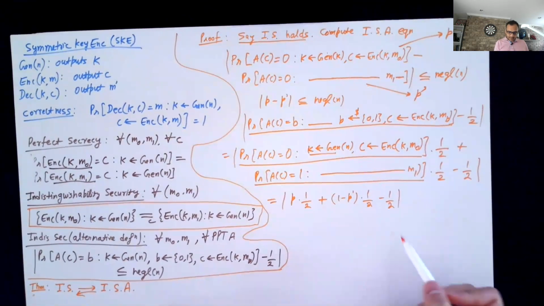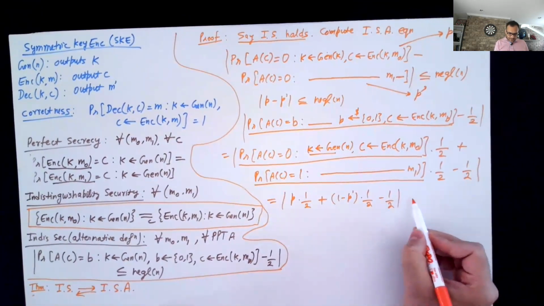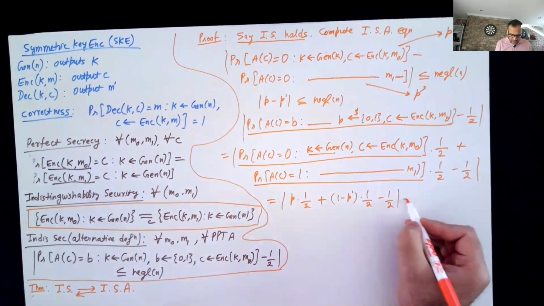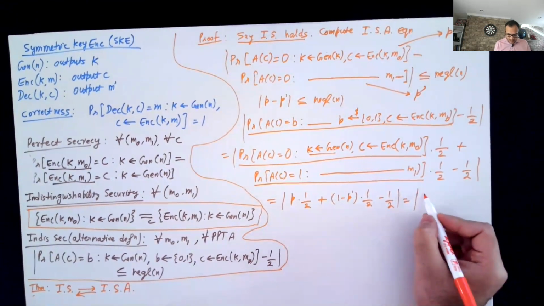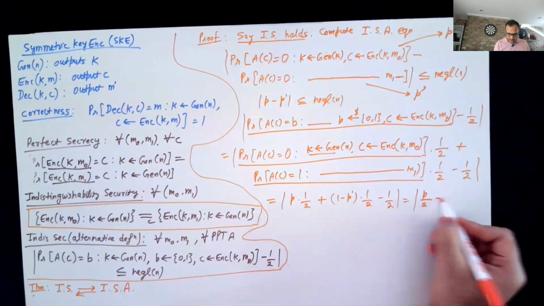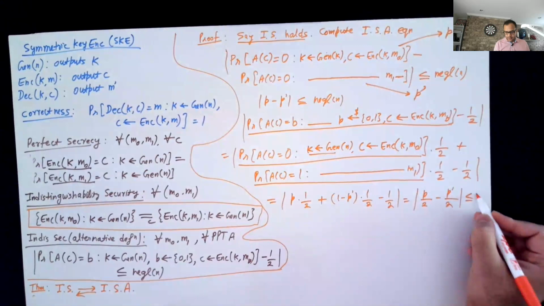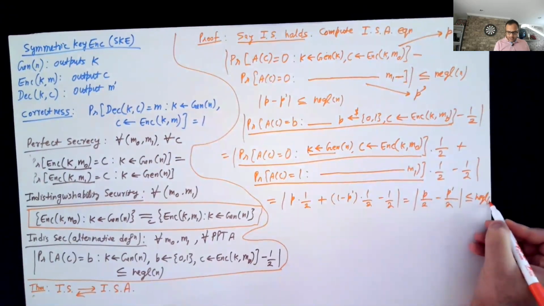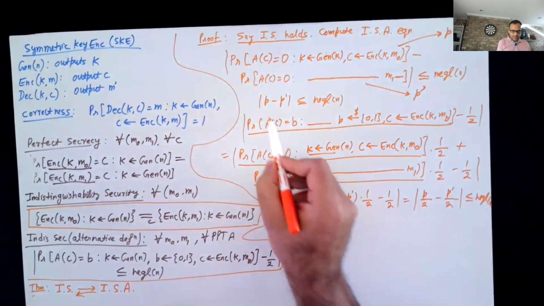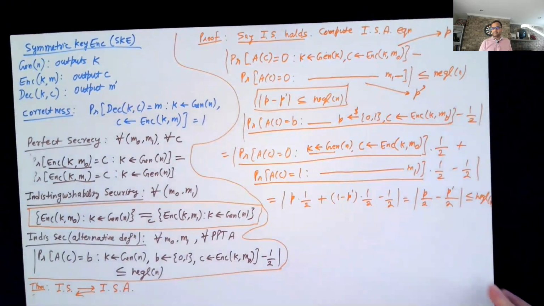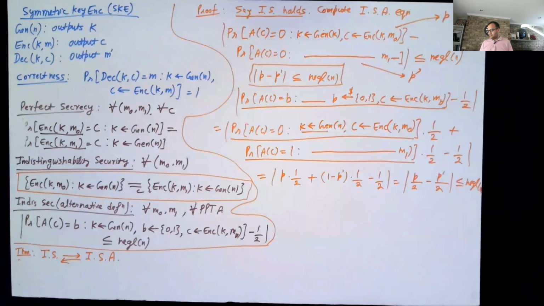Okay, and then in some sense this is P by 2 minus P prime by 2, and that is of course negligible if P and P prime are negligibly close to each other. Okay, any questions?